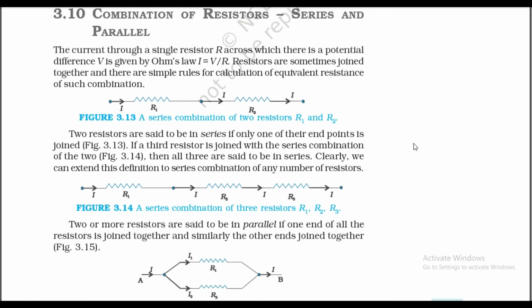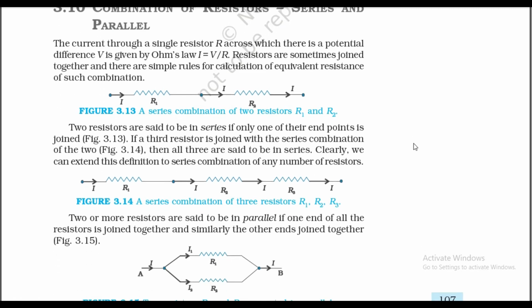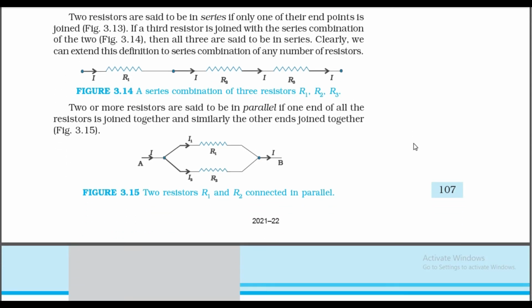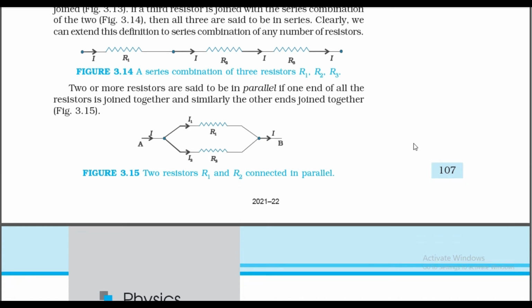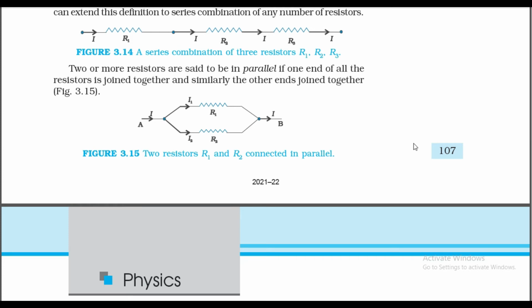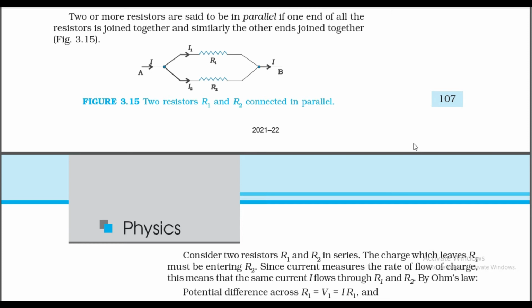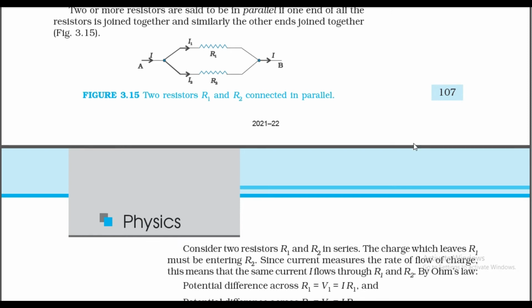Figure 3.13. If a third resistor is joined with the series combination of the two, figure 3.14, then all three are said to be in series. Clearly, we can extend this definition to series combination of any number of resistors. Figure 3.14. A series combination of three resistors R1, R2, R3. Two or more resistors are said to be in parallel if one end of all the resistors is joined together and similarly the other ends joined together. Figure 3.15. Two resistors R1, R2 connected in parallel.